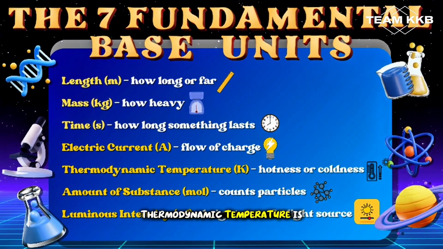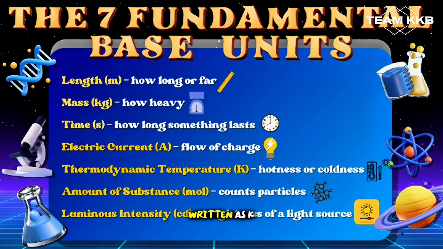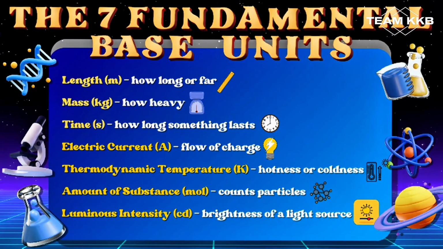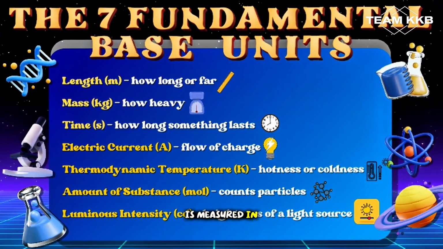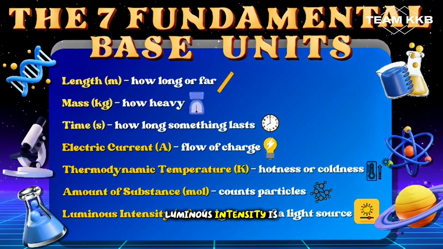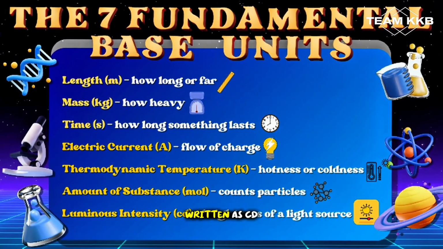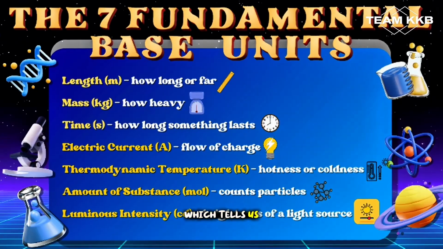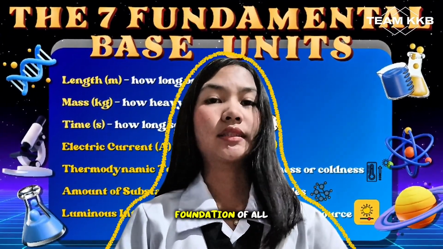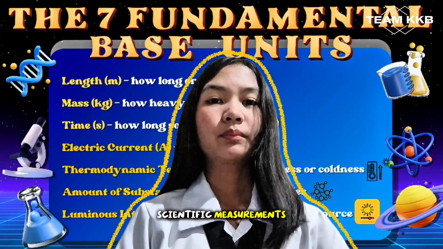Thermodynamic temperature is measured in kelvins, written as K, which shows how hot or how cold something is based on molecular motion. Amount of substance is measured in moles, written as mol, used to count particles like atoms or molecules. Luminous intensity is measured in candelas, written as cd, which tells us how bright a light source is. These 7 base units form the foundation of all scientific measurements.